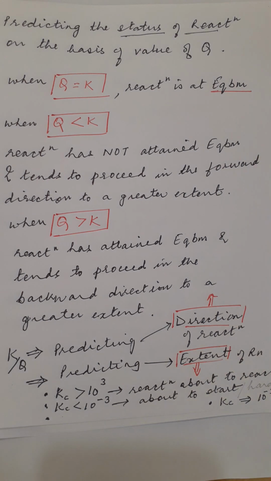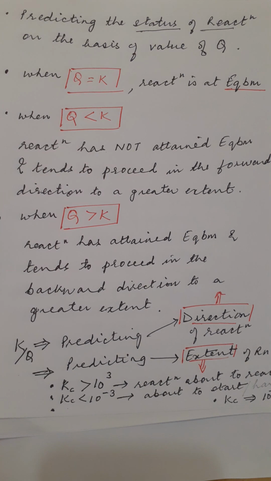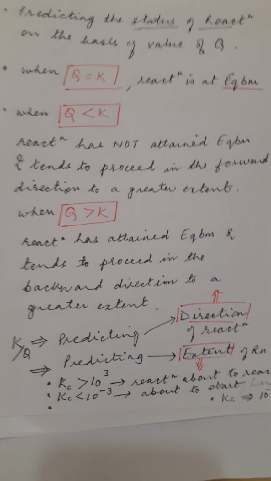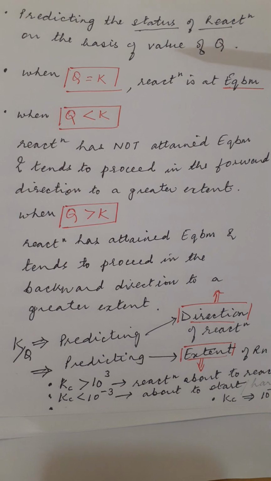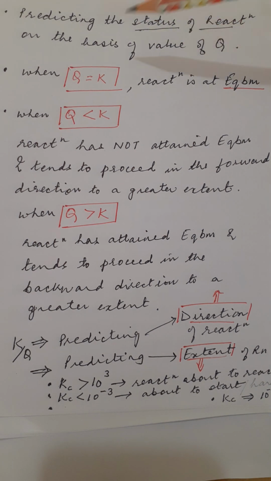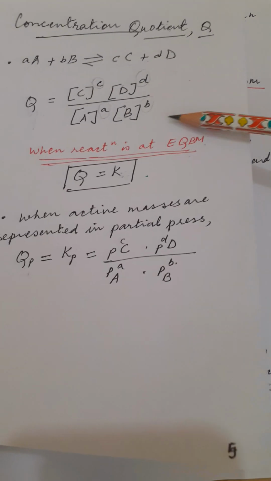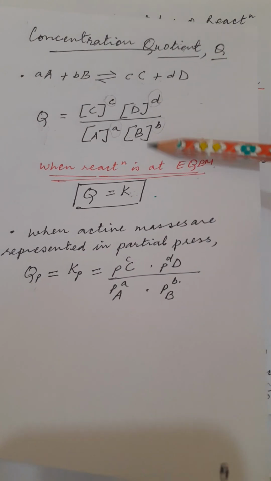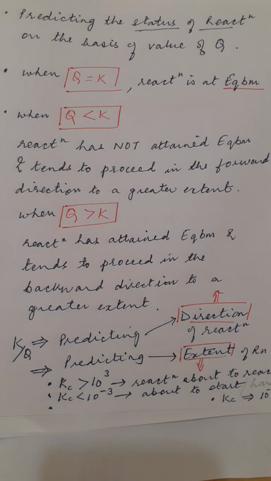Now, as a follow-up to the equilibrium constant, this is what we call application of information. The information we've received so far, how do we apply that to understanding the concept in question? So, predicting the status of the reaction on the basis of the mathematical value of Q, the concentration quotient. We just understood what Q is: the ratio of product concentrations to reactant concentrations at any point during the course of the reaction.